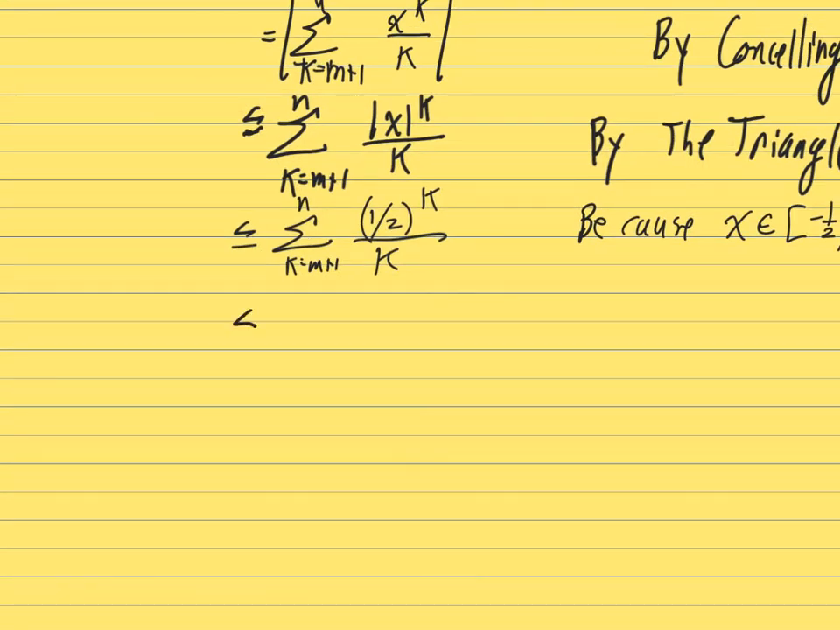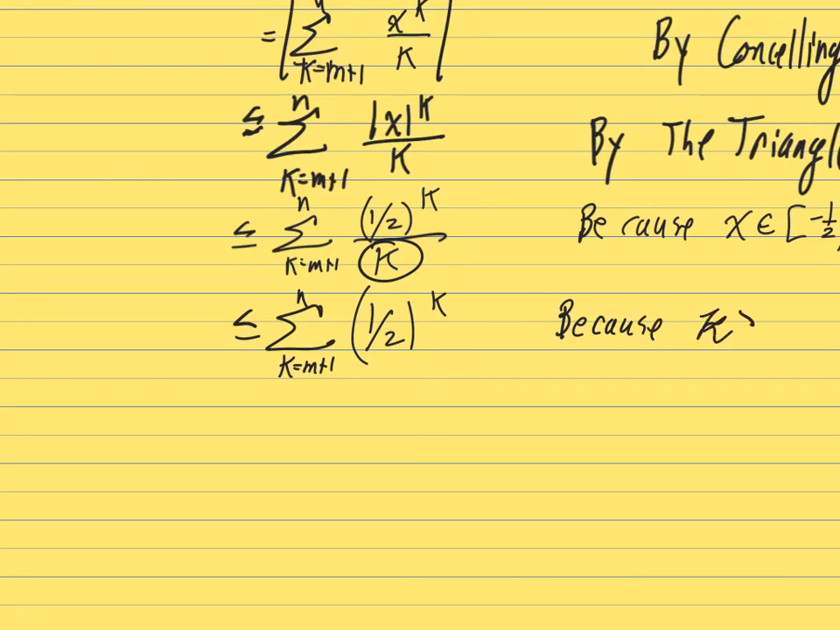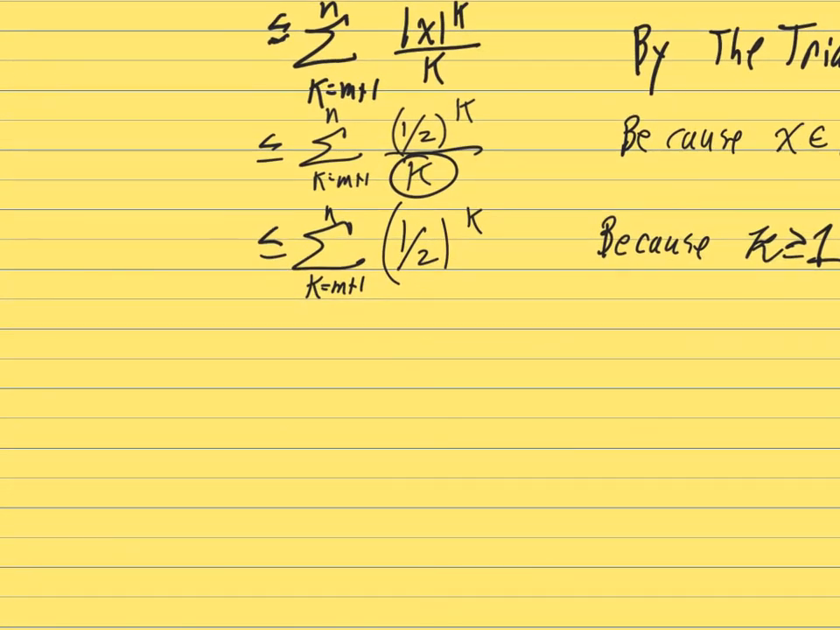So the next thing we did is we erased this k so we could get something that looks like u sub n minus u sub m. So erasing that k, this is less than or equal to the sum from k equals m plus 1 up to n of 1 over 2 to the k, because each of those k's is bigger than or equal to 1. Dividing by something that's bigger than or equal to 1 will just make it smaller, and everything's positive, so there's no danger of screwing up inequalities because something's negative.